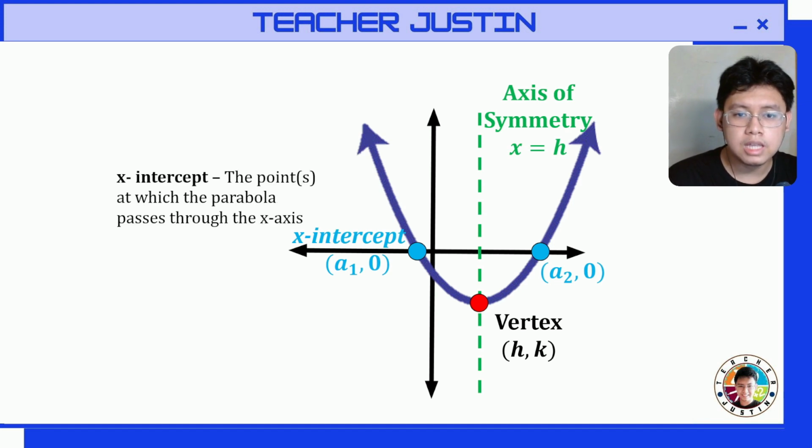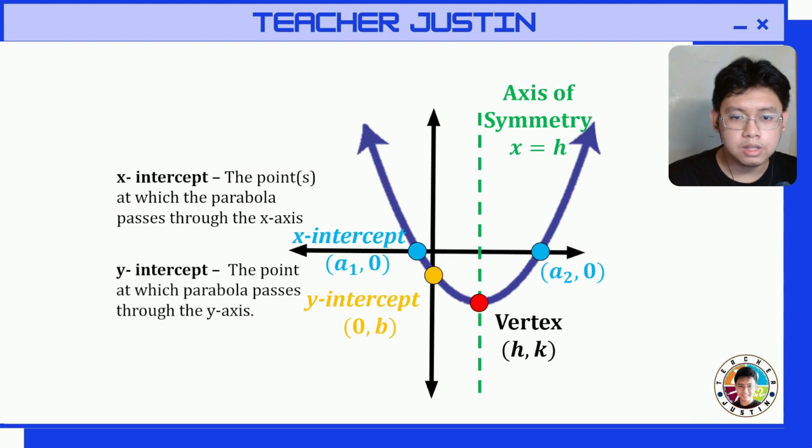Tapos, we have here the x-intercept. The x-intercept is part of the parabola that will pass through the x-axis. So, ito yung points ng ating parabola na tatama dun sa ating x-axis. So, it can be 1, 2, or walang x-intercept depende dun sa graph or location ng graph natin. Next is the y-intercept. The y-intercept is the part of the parabola that passes through the y-axis. So, ito yung part ng parabola natin na tatama sa y-axis.